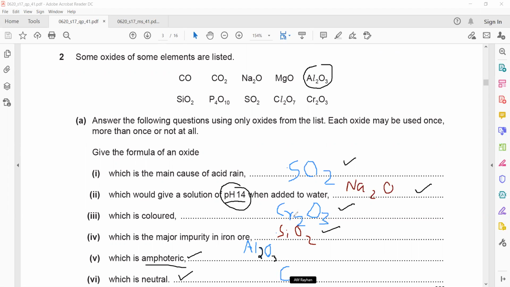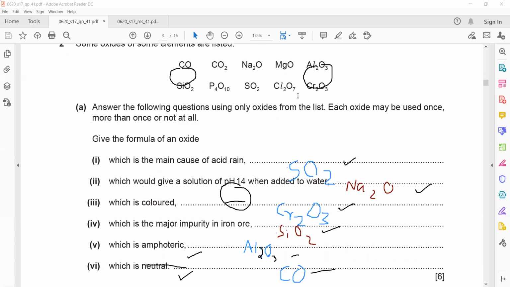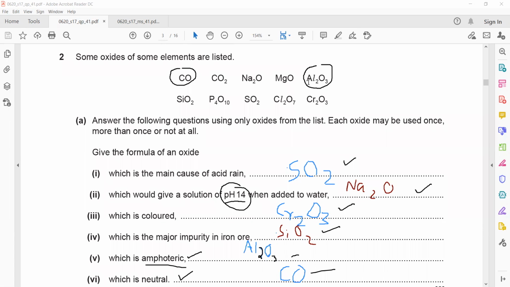Which one is a neutral oxide? Carbon monoxide is a neutral oxide. This was related to your understanding of the topic. Only the acid rain part you will study in air and water. Others you already took.